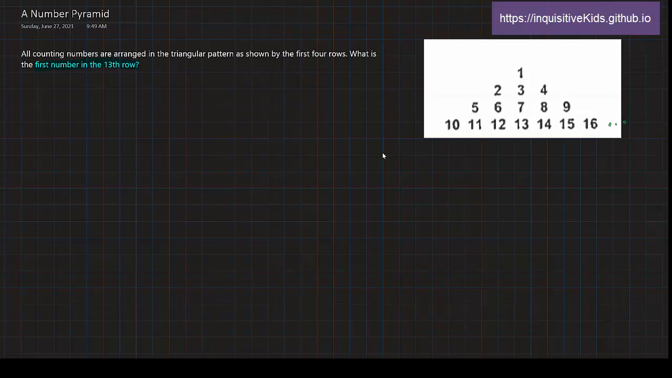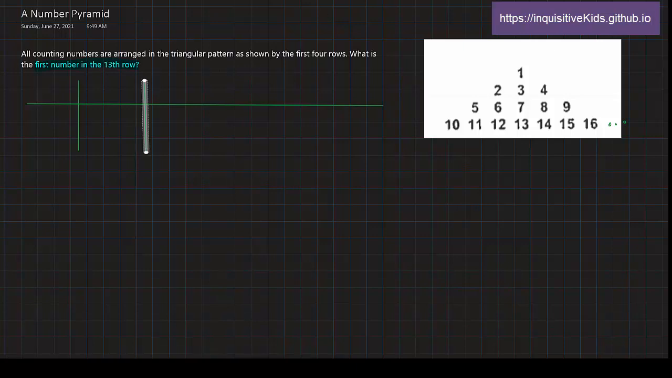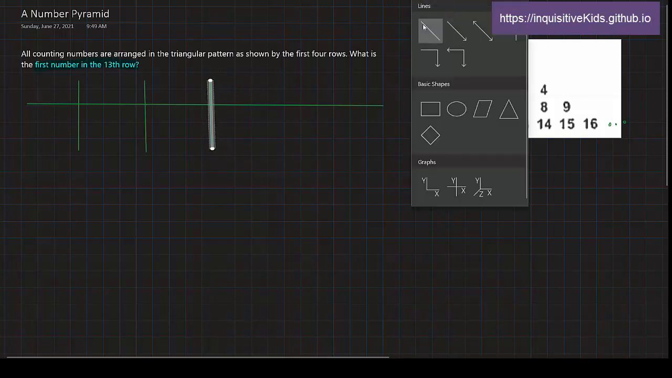Well, I was just going to say maybe we could try to find some sort of patterns. I see a table that I could make. You know what? I'll just use lines. So I'm going to make a table. In this table, the top will be the row number, so which row is it? And then on the bottom, I'm going to write how many terms, so how many numbers are in one row.